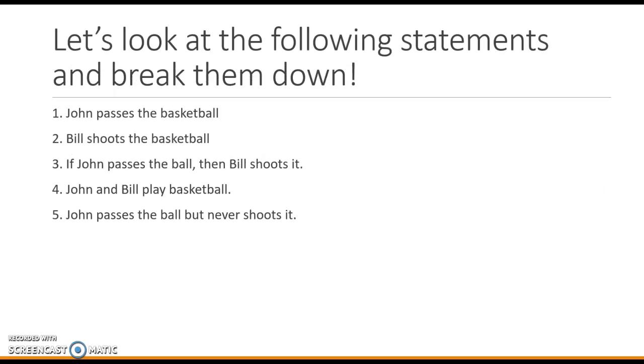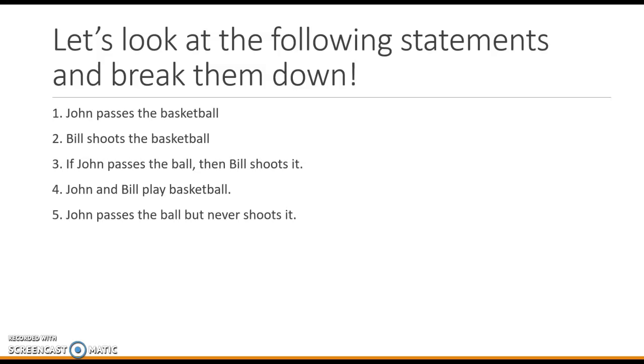All right, so let's break down the following statements. We've got 5. So first things first, John passes the basketball. Bill shoots the basketball. If John passes the ball, then Bill shoots it. John and Bill play basketball. John passes the ball but never shoots it. We've got 5 statements. Now, we're going to break down whether or not we have simple or compound, and if it's compound, what is the connective? So let's break it down.